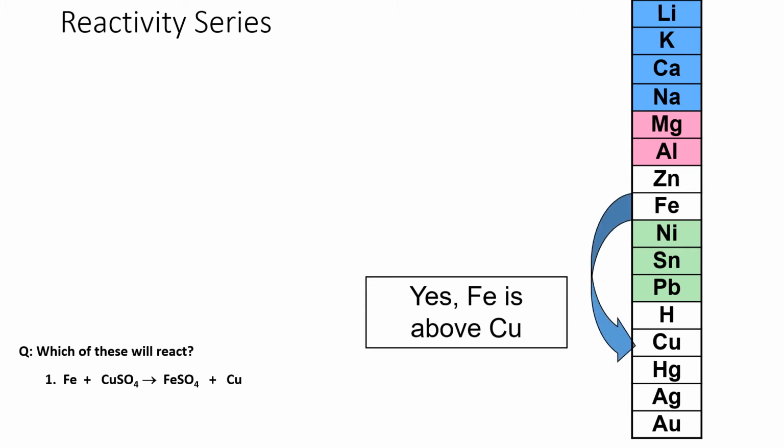Will there be a reaction? Can iron replace copper? Yes. Iron is above copper. See, iron here is above copper. So there is a reaction producing iron sulfate and releasing copper. So the one that is released is the lesser active.